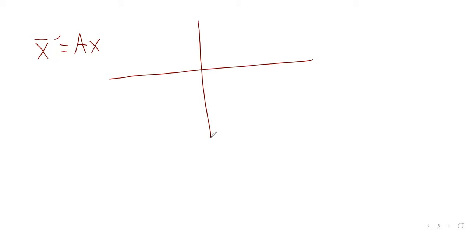Let's look at x prime equals Ax. And that's it. There is a fixed point at the origin. We don't have to say it. It's just always true. And let's say this fixed point has some type and stability. Let's keep with the saddle. So we've got an eigenvector pointing out, and an eigenvector pointing in.